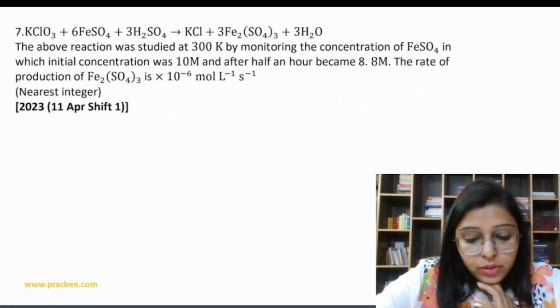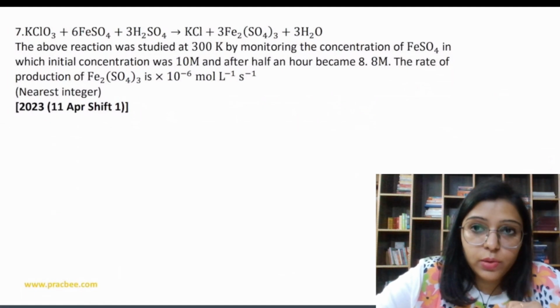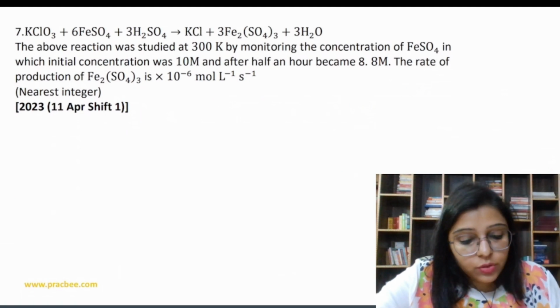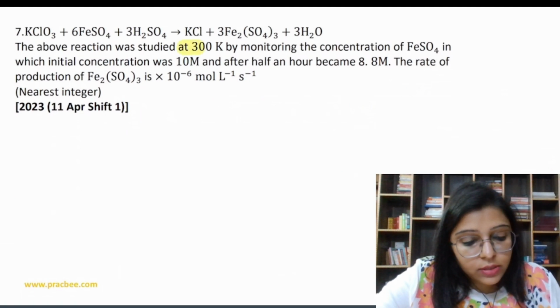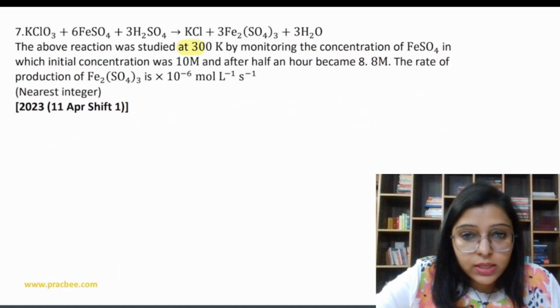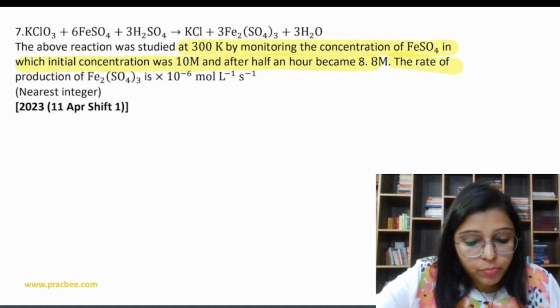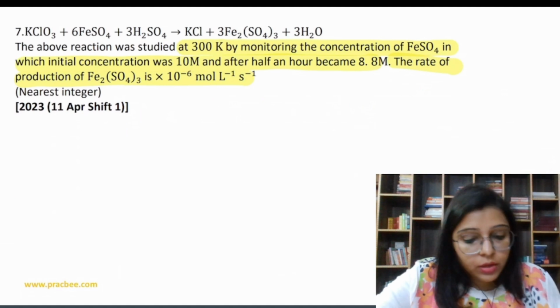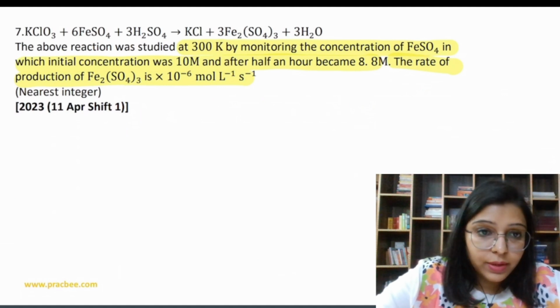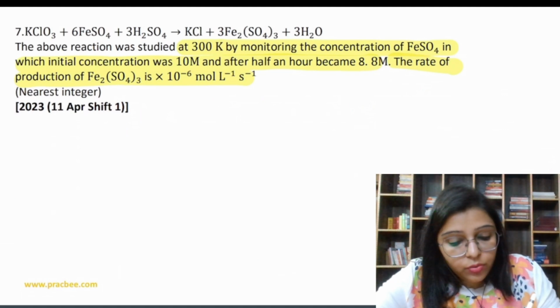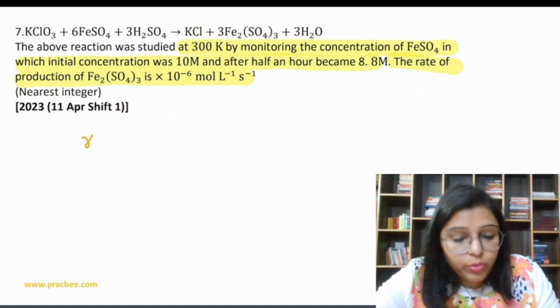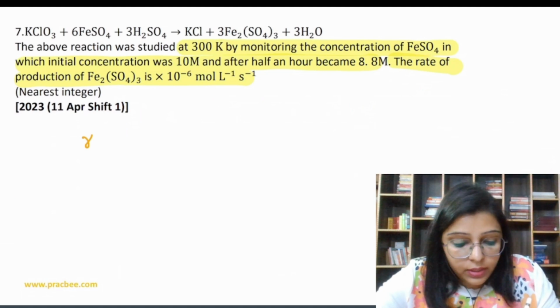So we have KClO3 plus 6 FeSO4 plus this. This is the equation. The question says the above reaction was studied at 300 Kelvin by monitoring the concentration of FeSO4, in which the initial concentration was 10 molar and in half an hour it becomes 8.8 molar. So the rate of production of this. So FeSO4 concentration is given, right? So what we can do is find out the rate with respect to FeSO4. So see how to find it out. So delta FeSO4, right?